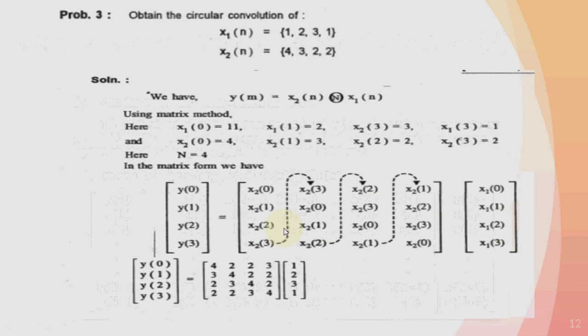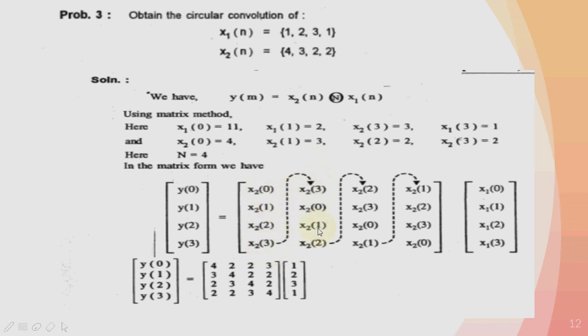So let us take one example. x1 of n is equal to 1, 2, 3, 1 and x2 of n is equal to 4, 3, 2, 2. y of m is equal to x2 of n multiplied by x1 of n. Here x1 of 0 is equal to 1, x1 of 1 is equal to 2, x2 of 3 is equal to 3 and here n is equal to 4. So this is the y of 0, 1, 2, 3. In this way you can shift the signal x2 of 0, x2 of 1, x2 of 2, x2 of 3. So this 3 will be shifted here.